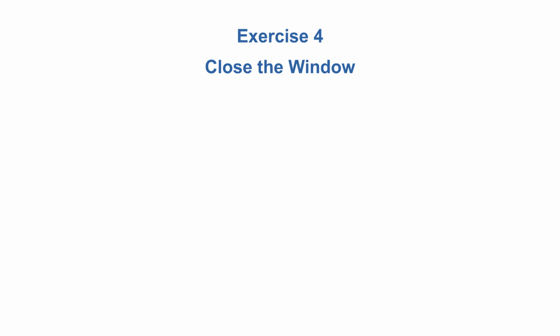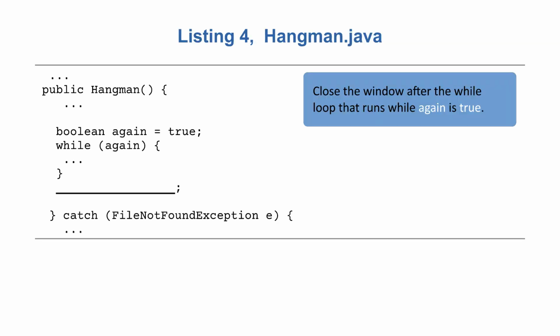One more change to make this game a little nicer to use would be to close the window if they choose to not play again. Exercise 4. Close the window. Close the window after the while loop that runs while again is true. Hint: use system's exit method. Run it. What happened? It should have closed the window after you finished a game and chose not to play again. This is the end of the Hangman program.